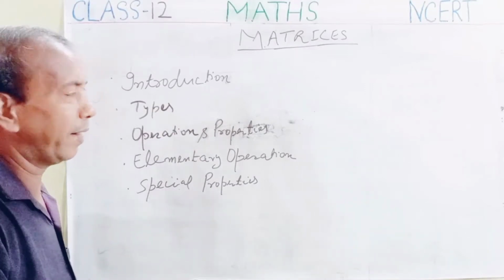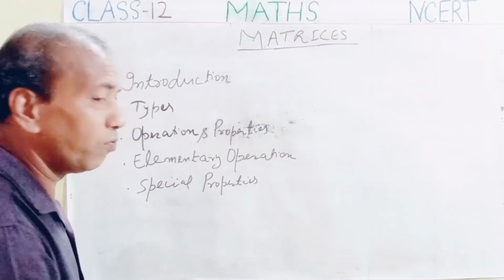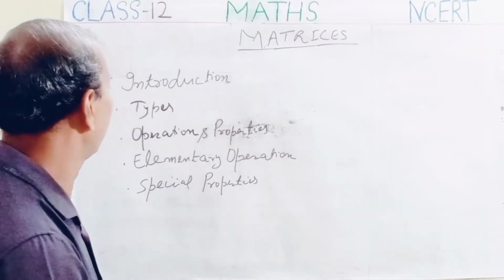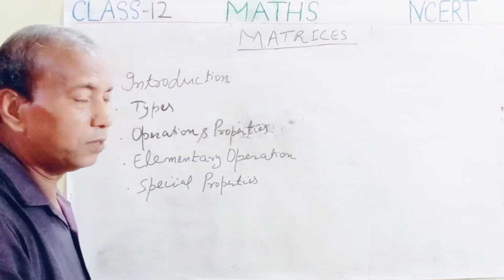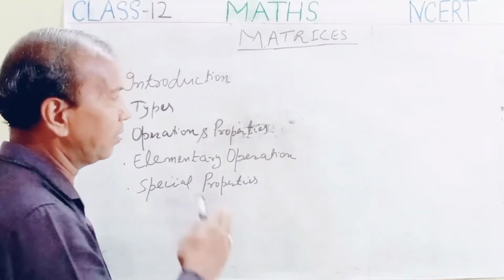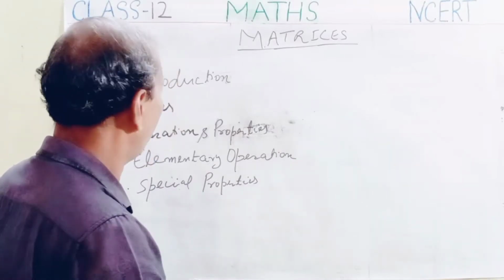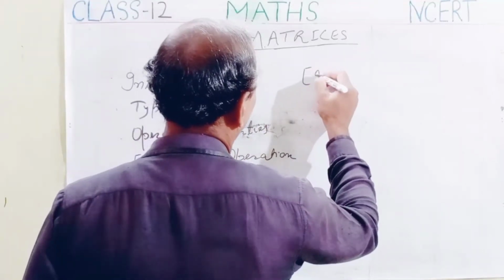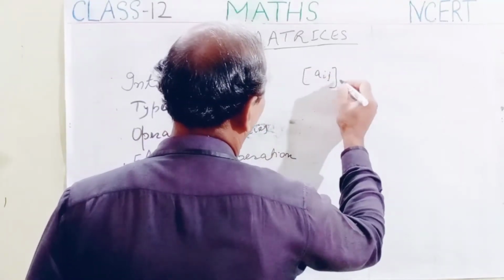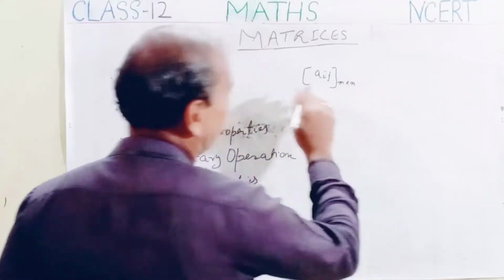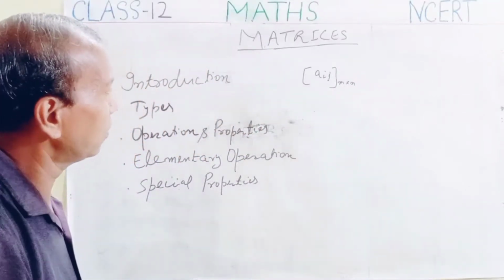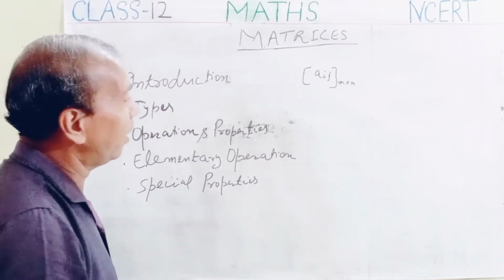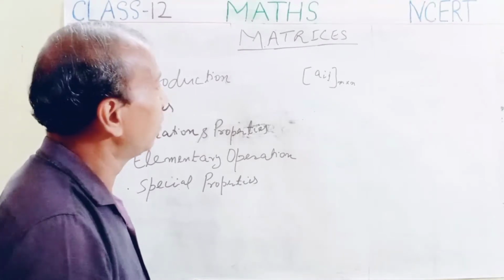Actually, what is this matrix? Matrix is the rectangular arrangement of elements or function. Rectangular arrangement means it has some row and then it has some column, row and column. So generally we represent the matrix by Aij, and here it is M cross N. The Aij is called the element of the matrix, while M is called the row and N is called the column.